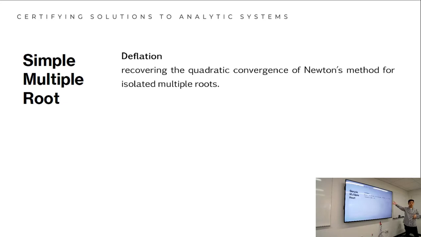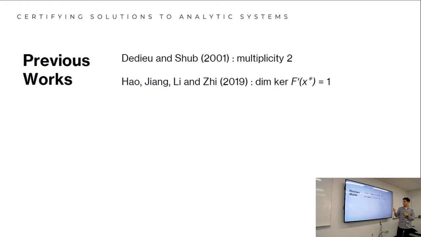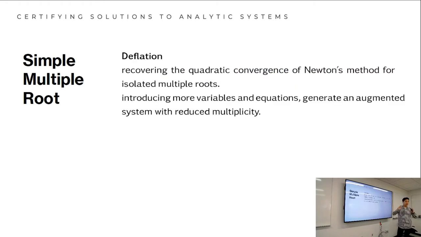In order to define the simple multiple roots, I will talk about the deflation method. It is just like recovering the quadratic convergence of Newton's method for isolated multiple roots. When we have a Newton iteration, we need the inverse of the Jacobian, but when we have multiple roots, the Jacobian is no longer invertible. So we cannot define a Newton method. But the deflation method gives us quadratic convergence for isolated multiple roots. How can we do that? We introduce more variables and more equations, and construct an augmented system, which is larger than the original one. Then you have isolated roots with probably lower multiplicity than the original roots.